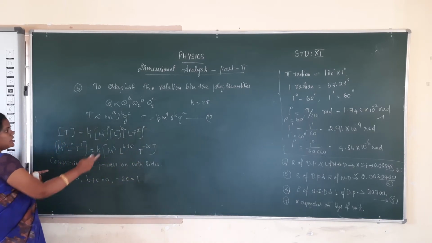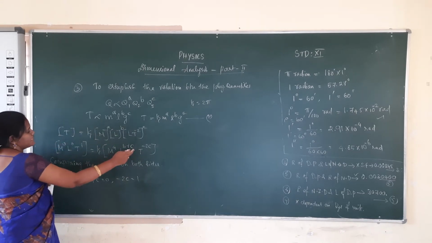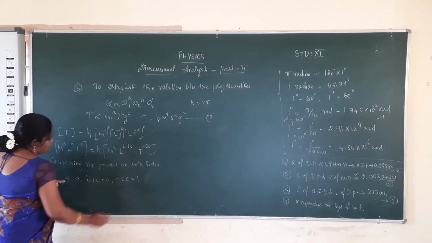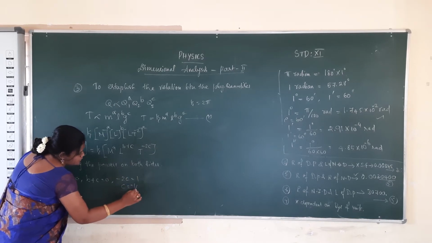Okay, a equals 0, b plus c equals 0, and minus 2c equals 1. So minus 2c is equal to 1. First get the c from this equation. c is equal to minus 1 by 2.